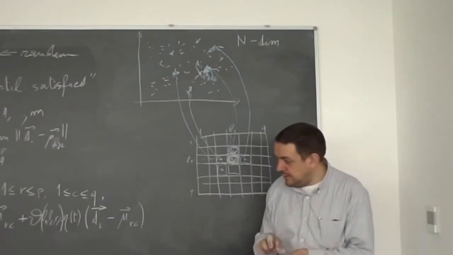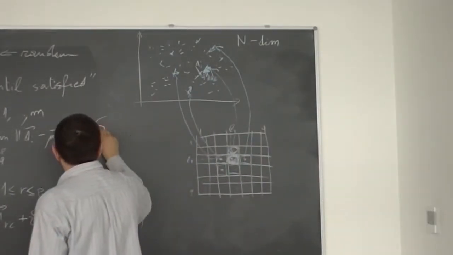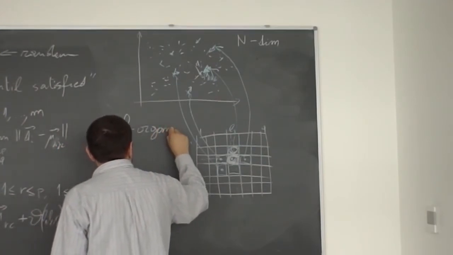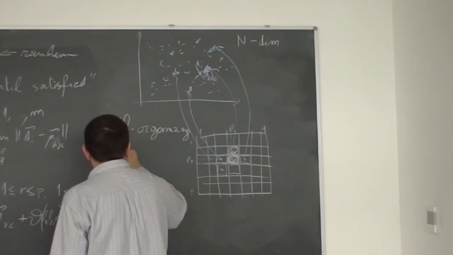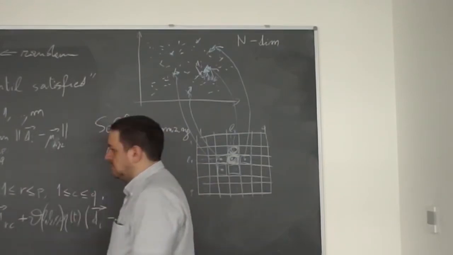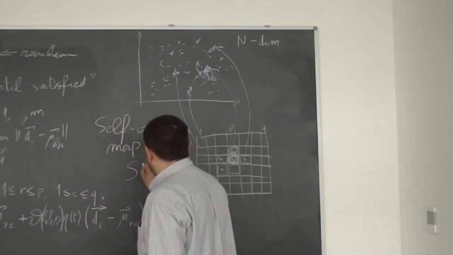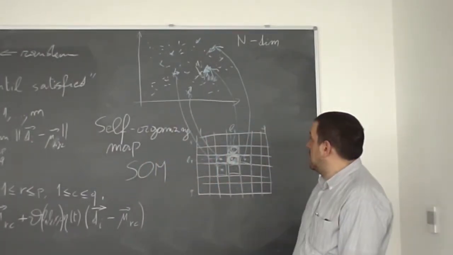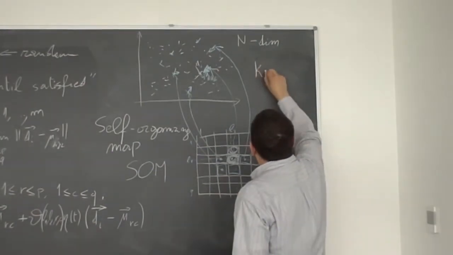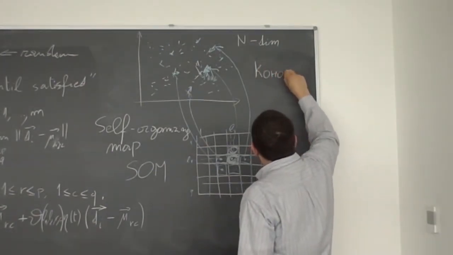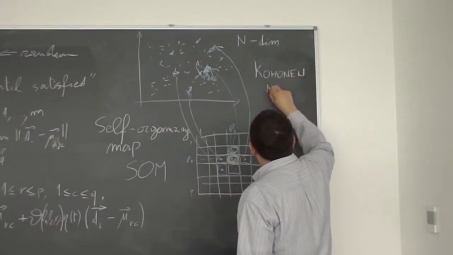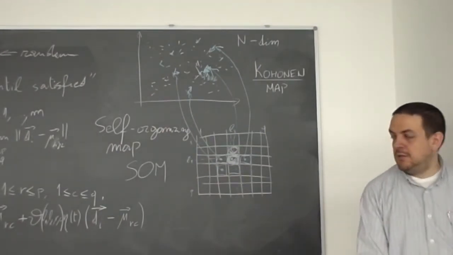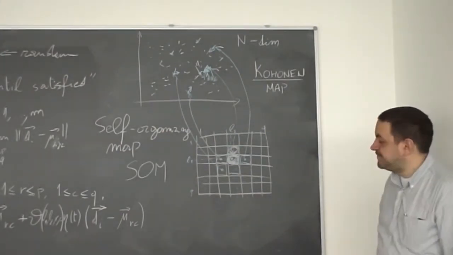This algorithm is called self-organizing map, abbreviated SOM, or also Kohonen map, by the name of its original proposer.